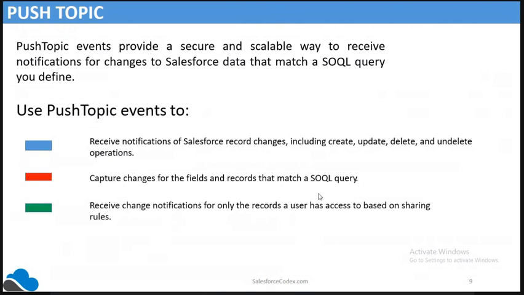And third is to receive change notifications only if the user has access through sharing. When we use a SOQL query in Salesforce, not everybody can access every record of the Salesforce object. Whatever access that user has, say they have access to only 2 records, they will get notifications for only those 2 records. They will not get notifications for other records, which belong to other users.